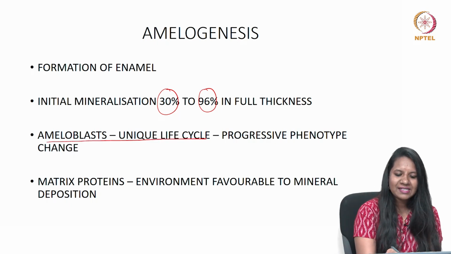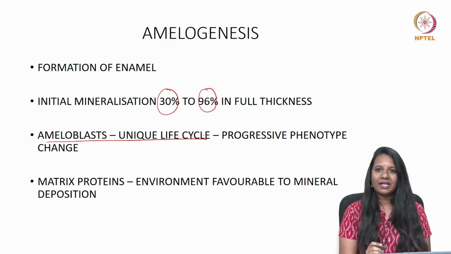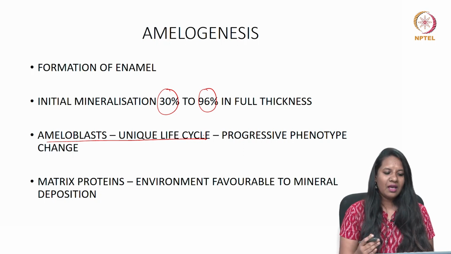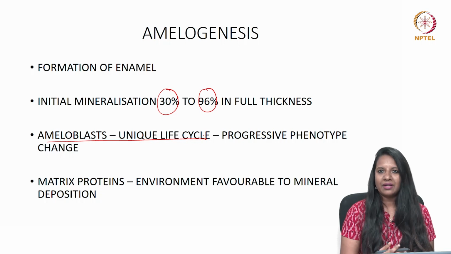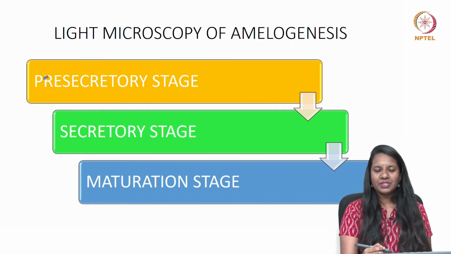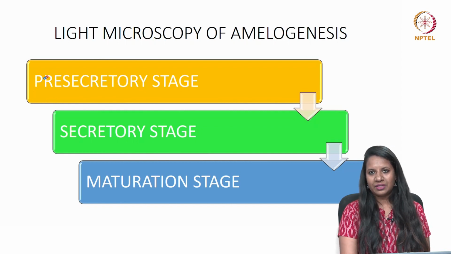Ameloblasts have a unique life cycle which is characterized by progressive phenotype change, that is, it will have its own primary activity throughout each phase of the cycle, and they secrete matrix proteins that provide an environment favorable to mineral deposition. Moving to the light microscopy of amelogenesis, which is broadly classified into pre-secretory, secretory and maturation stage.